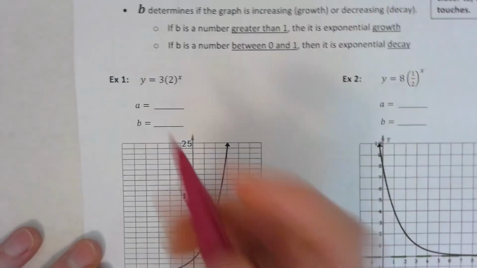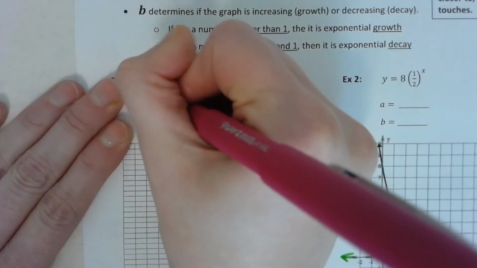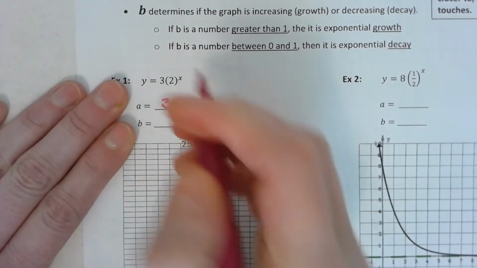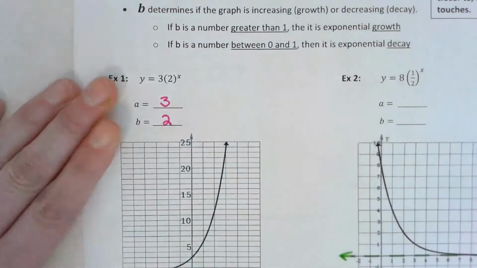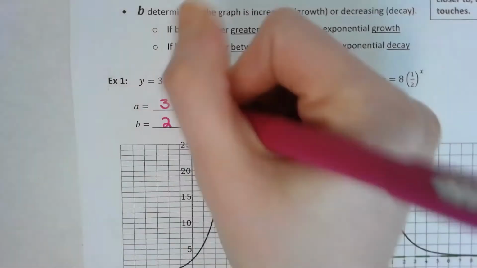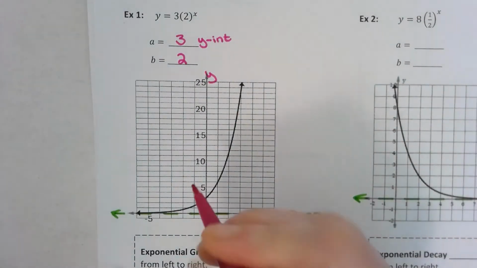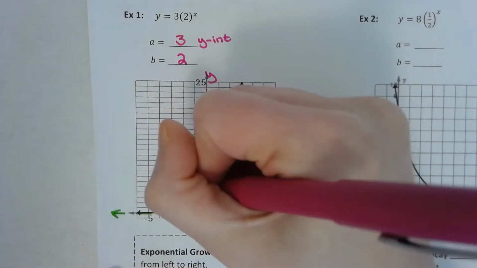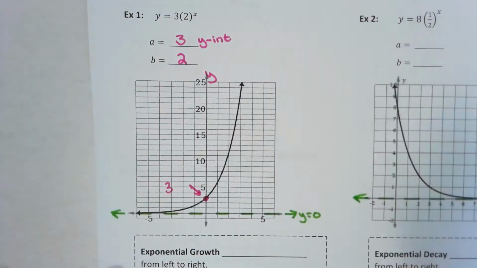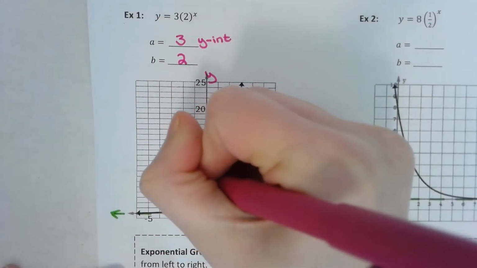Okay, my a value is the number on the outside, that's 3. My b value is the number inside the parentheses, that's 2. Now that a value right there is actually your y-intercept. So if I were going to graph this thing, we've got our vertical y-axis, we would put a point at 3 right there. Okay, that's my y-intercept.